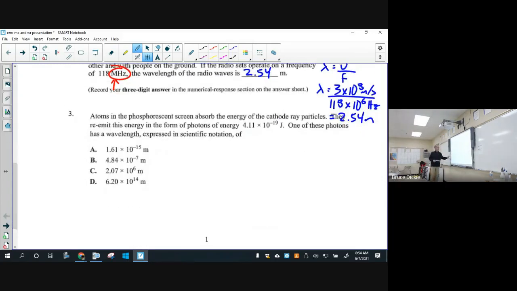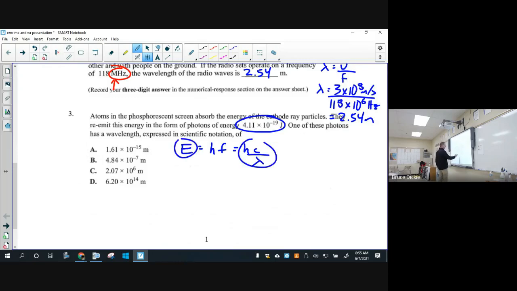And question number 3. Atoms in a phosphorescent screen absorb energy of cathode ray particle. Whatever a cathode ray particle is, doesn't matter. You remember we've said this a million times. If there's something that you don't recognize in the question, it's not really relevant to the question. The important part here is that we have a photon with this energy, and we want to find the wavelength of that. And we have an equation on our data sheet in the top right-hand corner. It says E is equal to HF is equal to HC over lambda. We're going to use this part and this part.